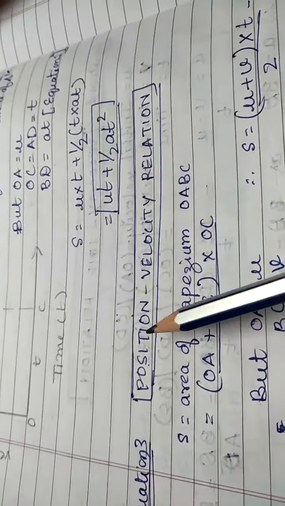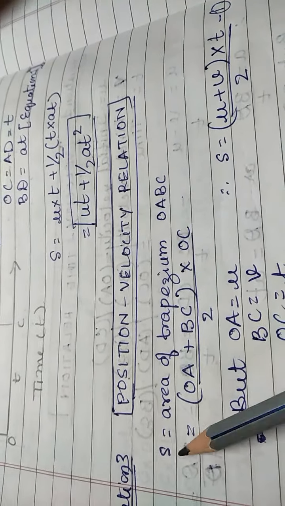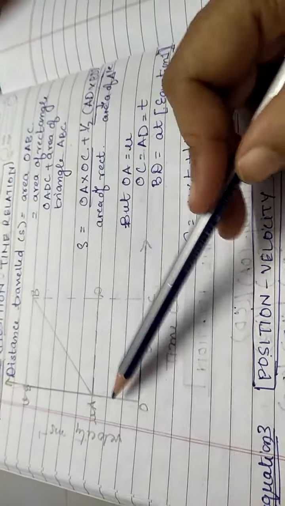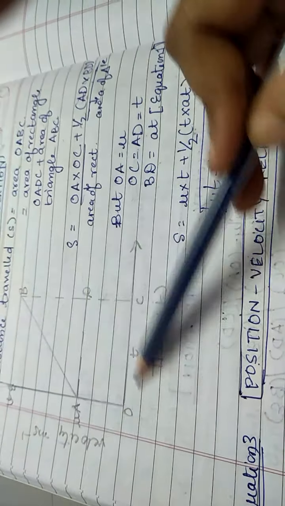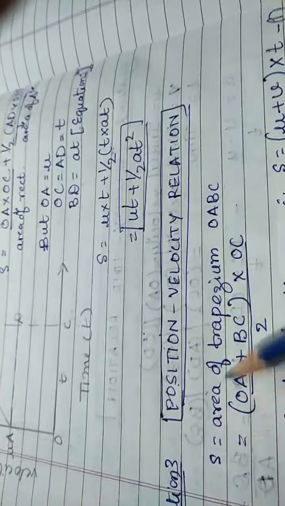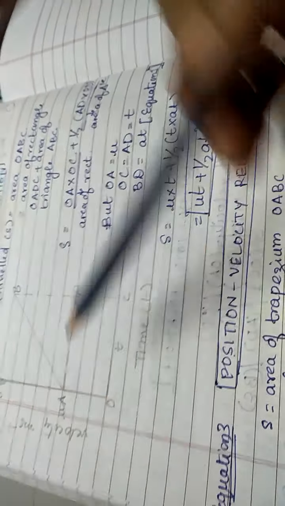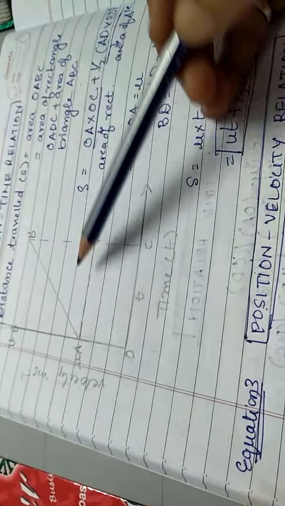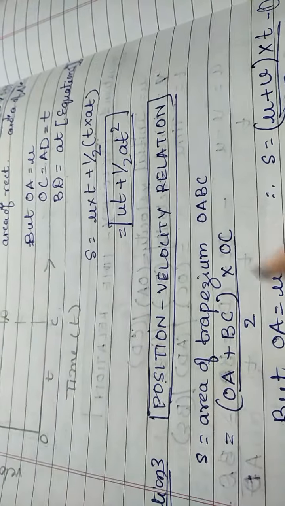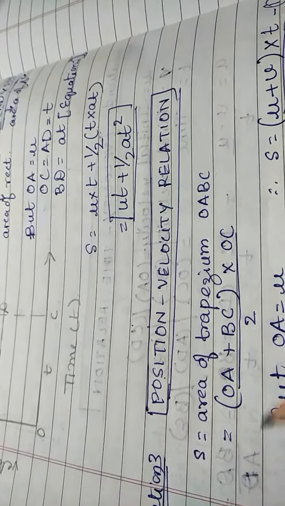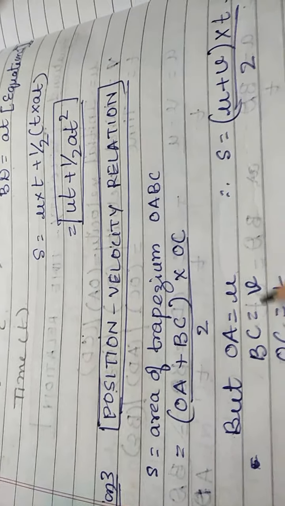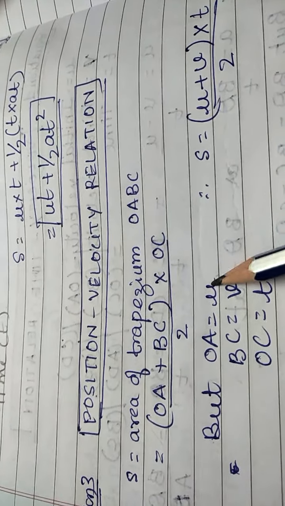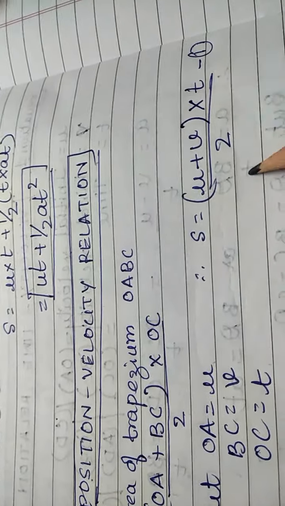The third equation is the position-velocity equation. Again, s is the area of the trapezium. All of us know this is a trapezium. Can you see these two parallel sides? So actually it's a trapezium. The area of a trapezium is OA plus BC multiplied by OC divided by 2. Now we substitute the value of OA as u, BC as v and OC as t, that we all know. When you substitute, you get this equation.